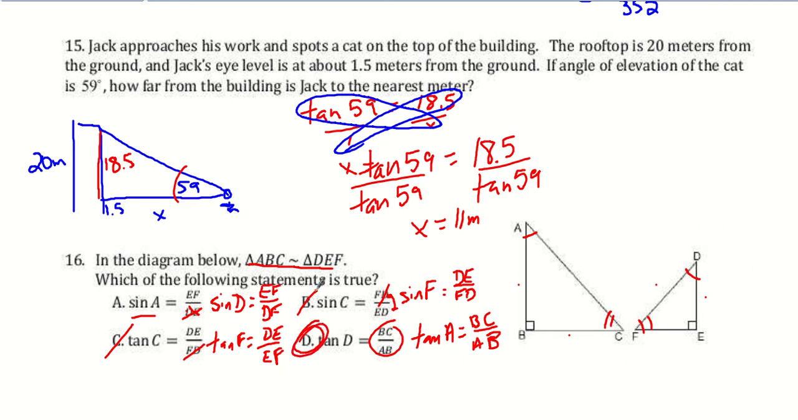So if they tell you the triangles are similar, just be careful and make sure that the sine of one of the angles is actually equal to the sine of the angle that's congruent. So sine of A would be equal to sine of D, okay? And the sine of C would be the same as sine of F.